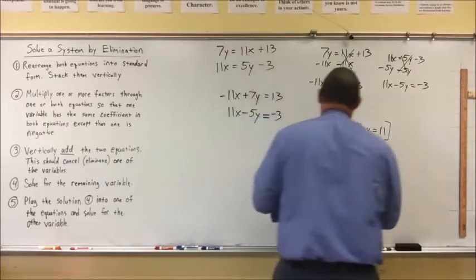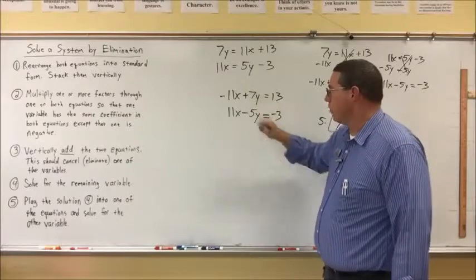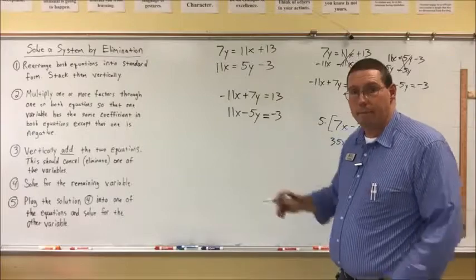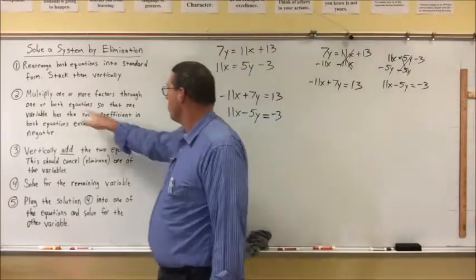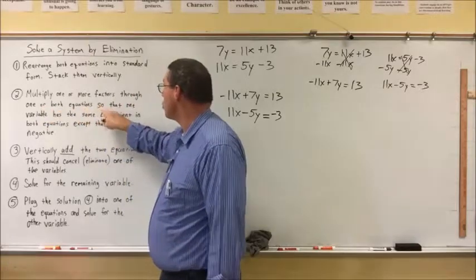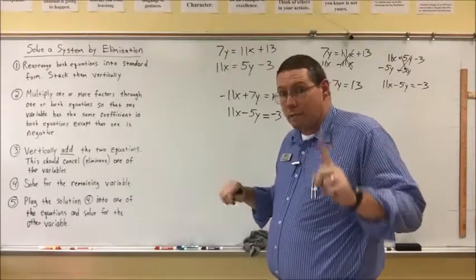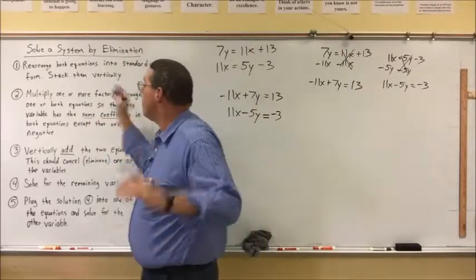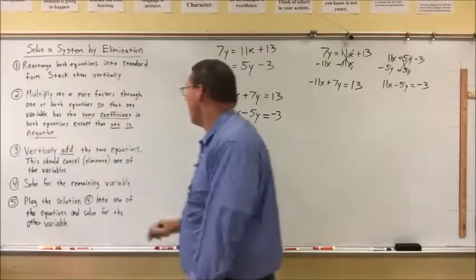And what I'm saying is sometimes you may only want to change one of the equations, not both of them. But sometimes you have to change both of the equations so that you can eliminate one of the variables. And that's what we're trying to do. We're trying to eliminate one of the variables. Now let's read the rest of this. You're multiplying one or more factors through one or both equations so that one variable, meaning x or y, it doesn't matter which one, as long as one of them has the same coefficient in both of the equations, except that one of those coefficients is negative.